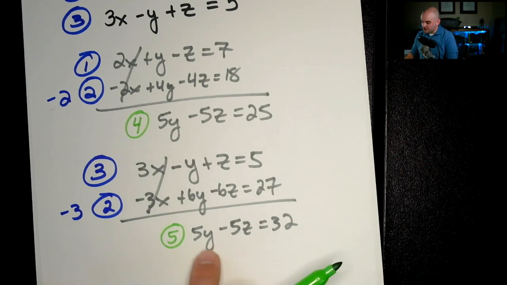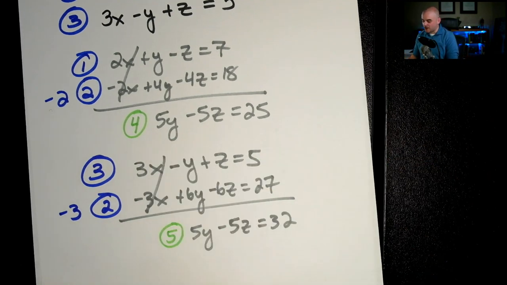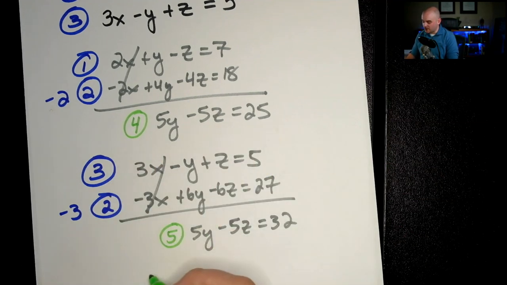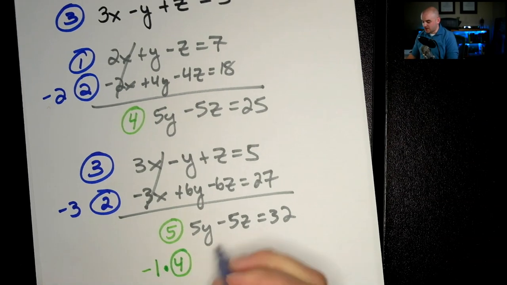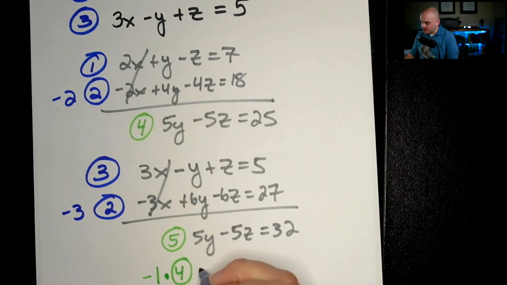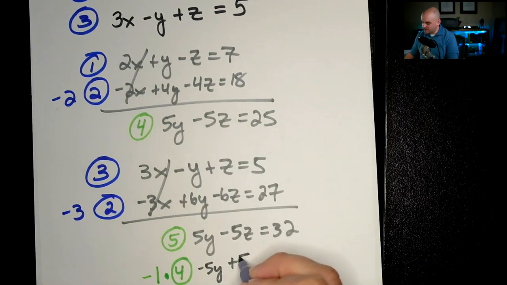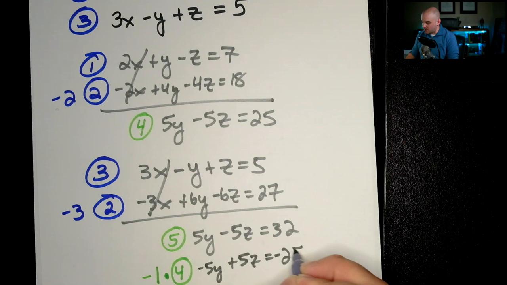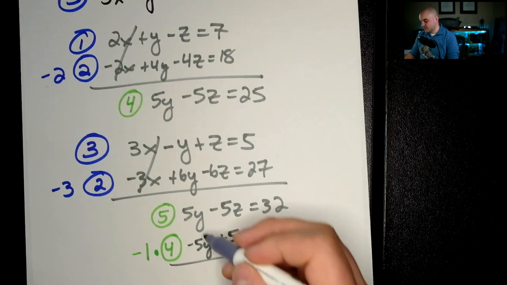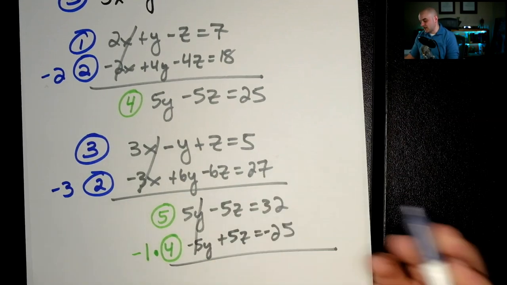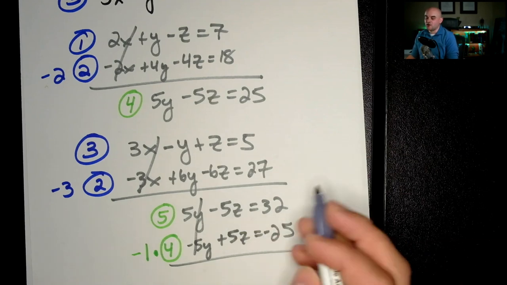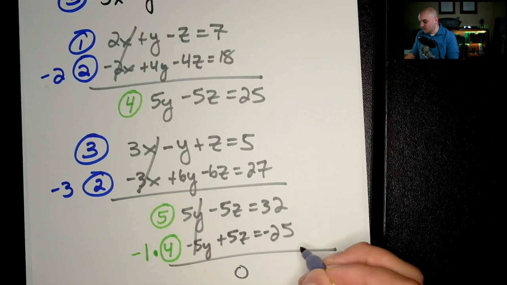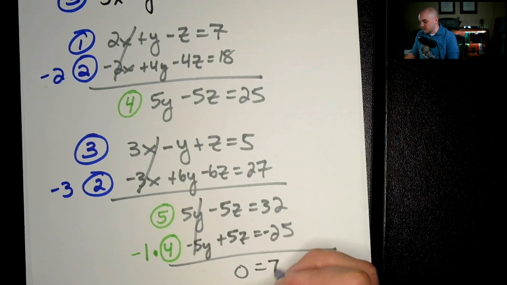So when I look at this, I say, you know what? I can eliminate the y by multiplying equation 4 by negative 1. So that's what I'm going to do. Negative 1 times equation 4 gives me negative 5y plus 5z equals negative 25. And I'm going to add those. 5y minus 5y cancels. Just what I wanted. Now let's solve for z. Negative 5 plus 5, though, gives me 0z, or 0, and negative 25 plus 32 equals 7.